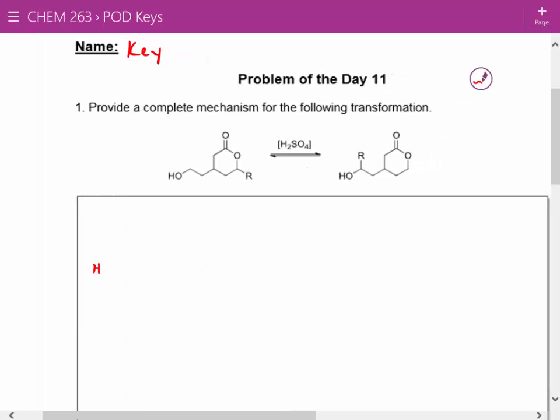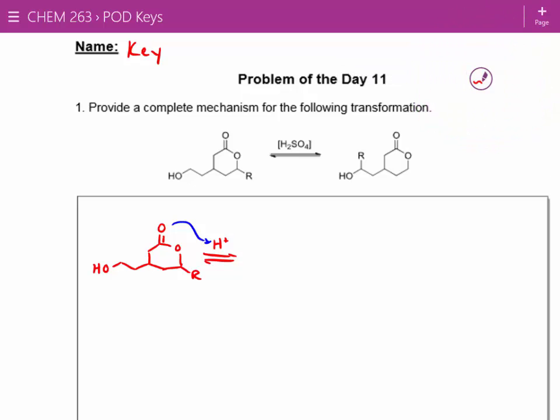What do you guys think the first step is? That's pretty similar from last chapter. Protonate the ester in this case, the ester carbonyl oxygen. And so I'm just going to draw this as catalytic H+. So first step, we're going to protonate the ketone. All right, so now we've turned that carbonyl into an excellent electrophile.